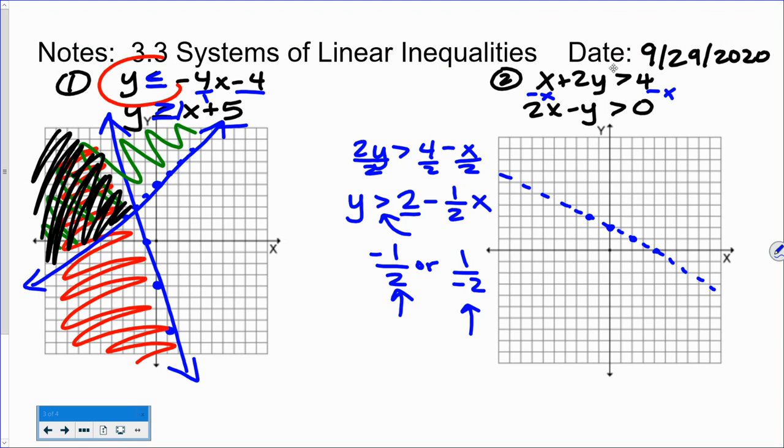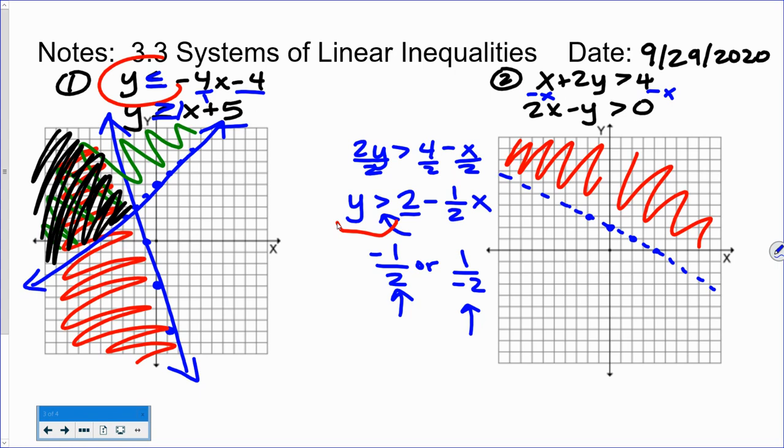All right, so y must be greater than this line, so I would shade above. You can lightly shade. I'll just use a different color to kind of scribble. It's pretty. Then I'll go ahead and graph the second line.